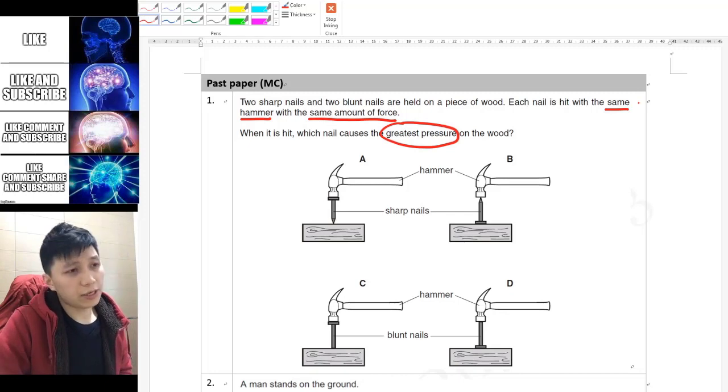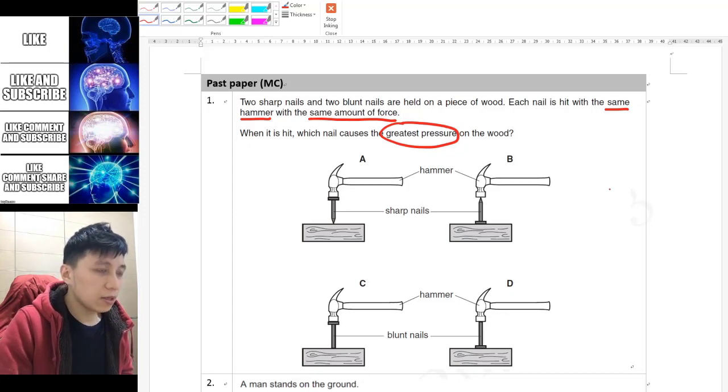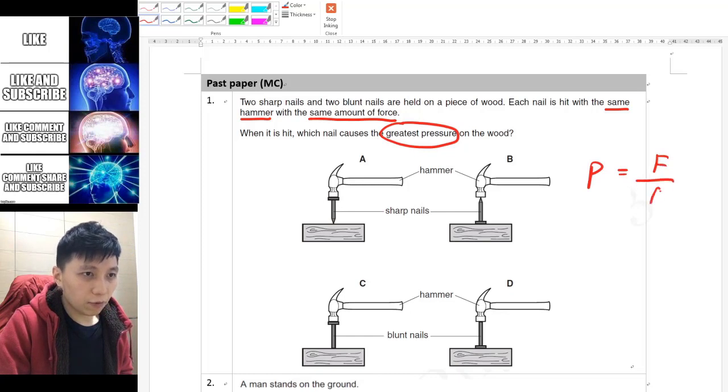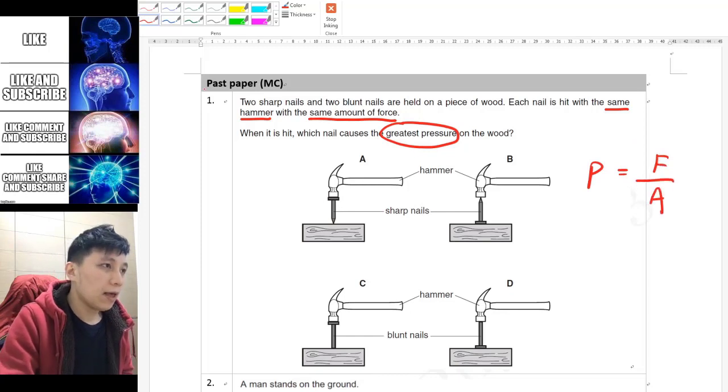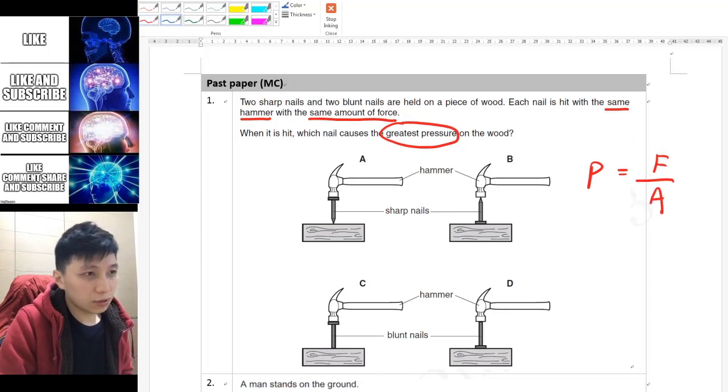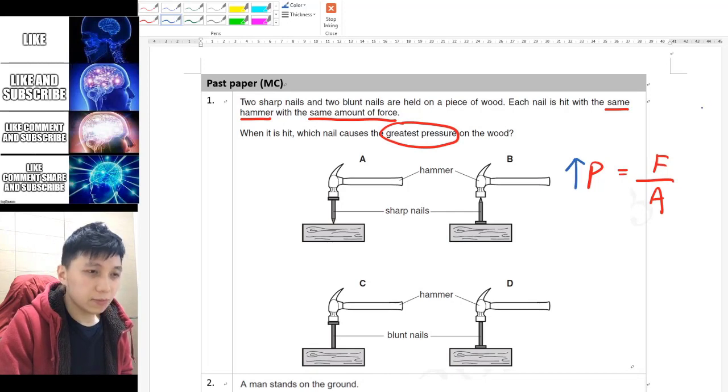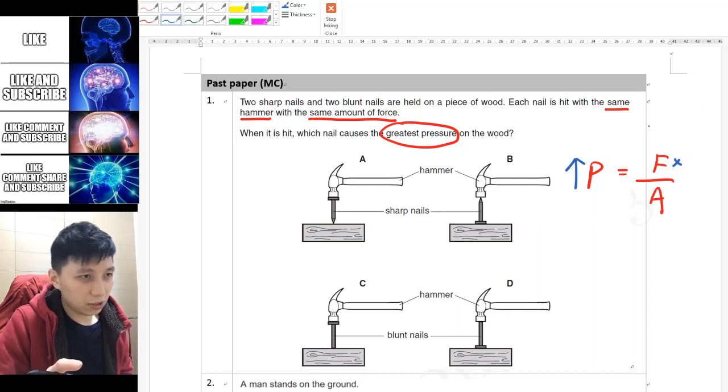Number 2 usually is you have to recall a certain equation to help. Sometimes maybe more than one. So this time the relevant equation is P equals F over A that we learned earlier. And according to the question, since you want to have the greatest pressure, what I would recommend you do is write an upward arrow next to P. And then the question says same force, right? So same force means put a cross, that means it's not going to change.